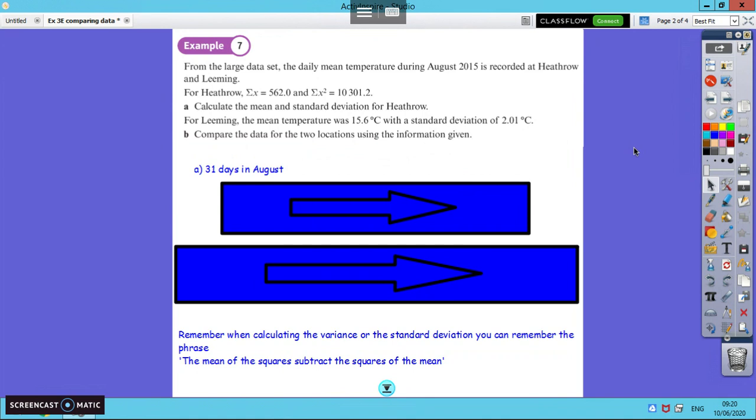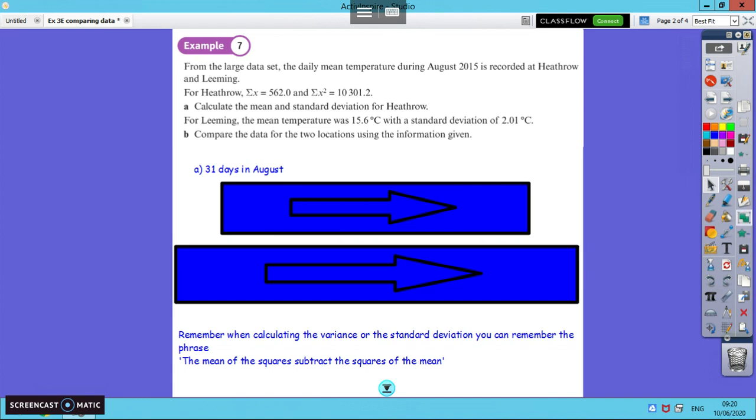So the mean is the first thing. The mean x bar, firstly, 31 days in August, which tells us what n is. So n is 31 to calculate the mean. You must know how many days are in each month. If you don't know that, that's something maybe you need to have a look at, okay? Come up with a way that you can remember how many days are in each month. So 31 days in August.